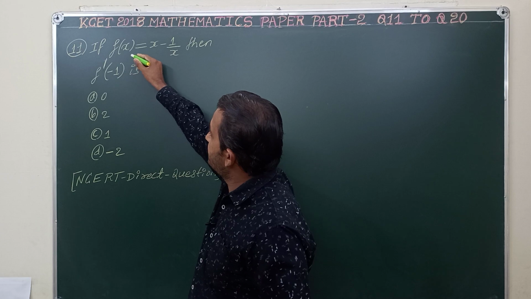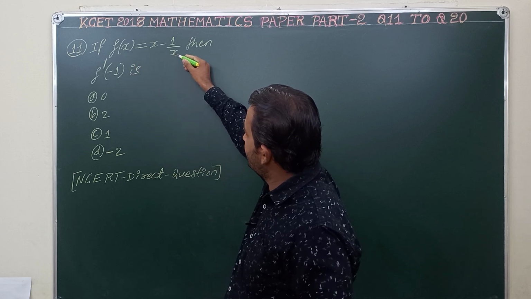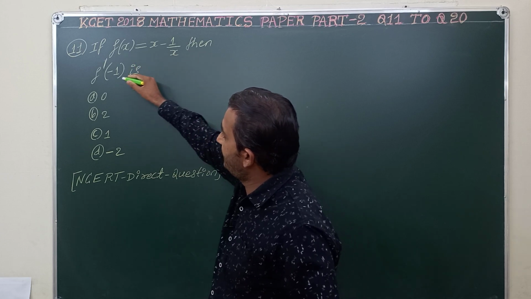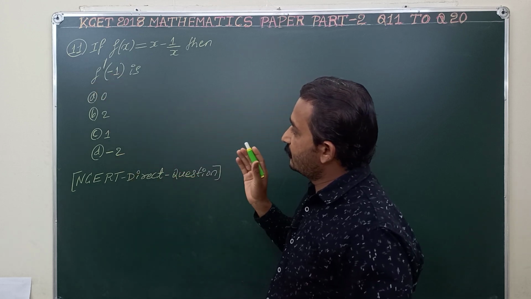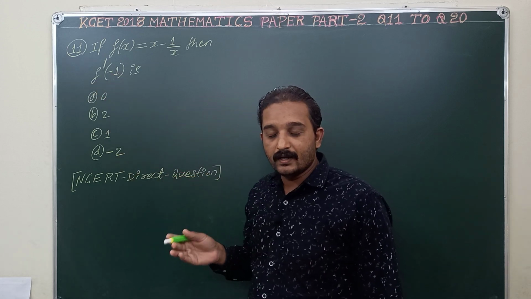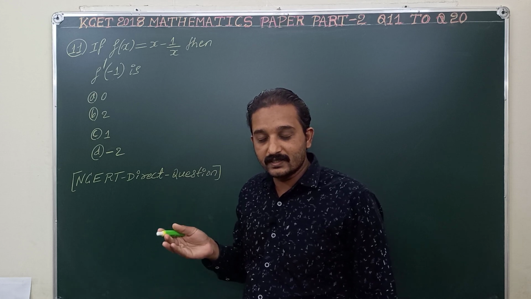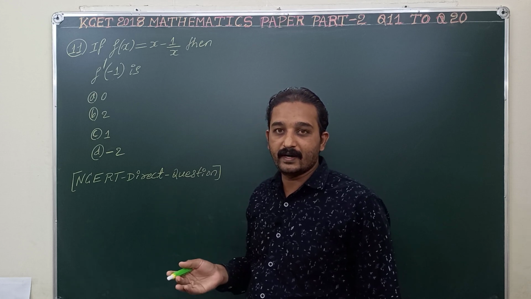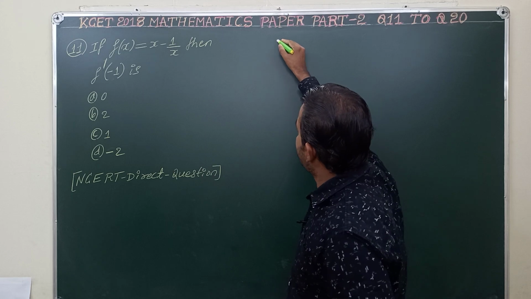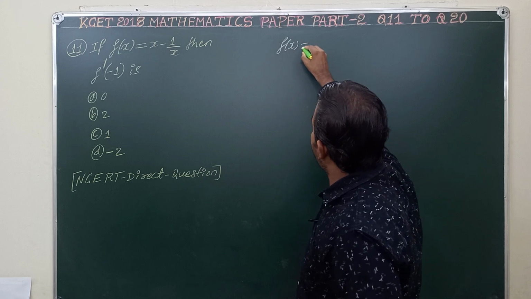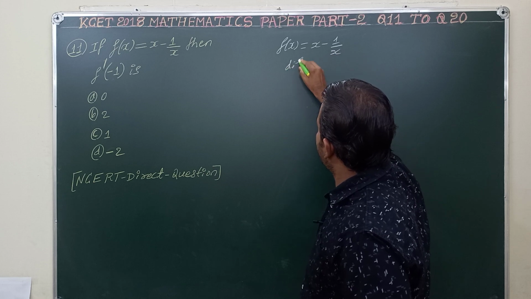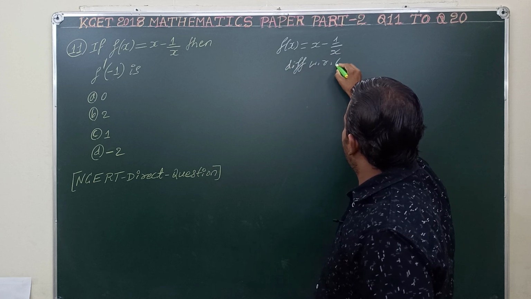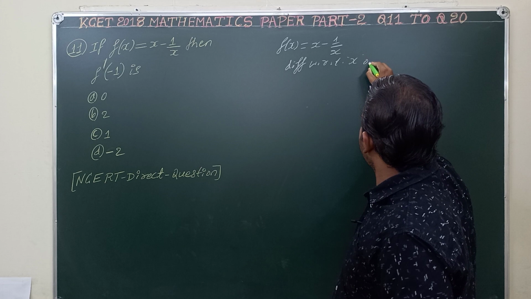If f of x is equal to x minus 1 divided by x, then find f dash of minus 1, at the particular point minus 1. So first we have to find out f dash of x and then put x is equal to minus 1, and we get the required answer. So first let us take f of x is equal to x minus 1 divided by x, and differentiate with respect to x on both sides.